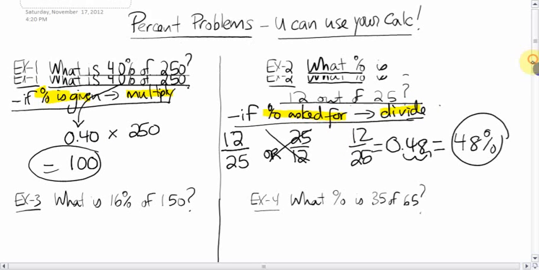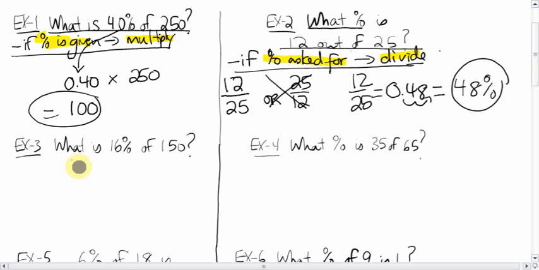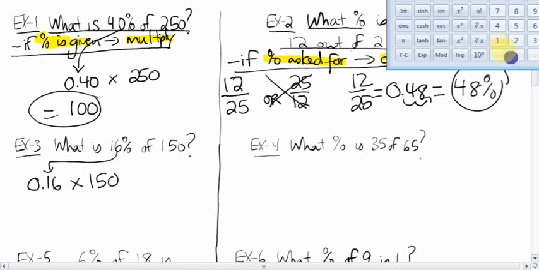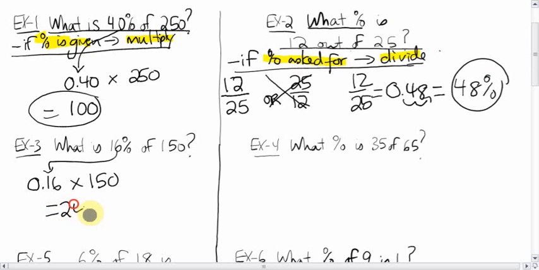Okay, let's see if we can put this to use with the next two. What is 16% of 150? Well, percent is given in the question, so we're going to multiply. First, we have to change it to a decimal, 0.16, two spots to the left, times the 150. When you punch 0.16 times 150 in, you get 24, which is right. Makes sense. 16% of 150, if you think about it, 24 is logical.